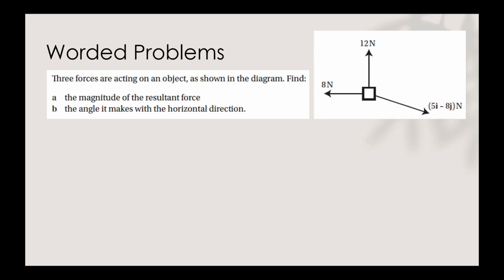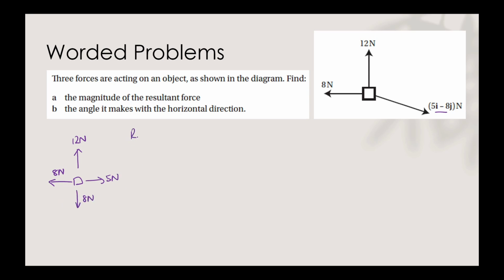So now let's have a look at a worded problem. This question says 3 forces are acting on an object as shown in the diagram, and the question is asking us to find the magnitude of the resultant force and the angle it makes with the horizontal direction. So with this, first of all, let's draw our diagram. We have a little box in the middle. We've got 12 newtons going up. We have 8 newtons going to the left. And if I translate the vector, that's 5 newtons to the right and 8 newtons going down.